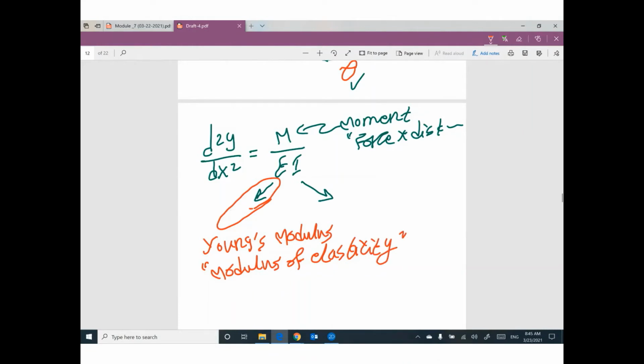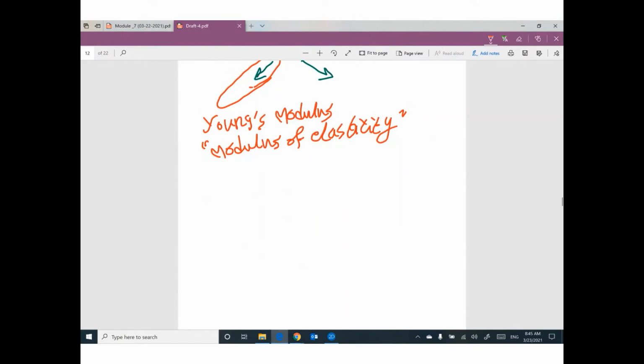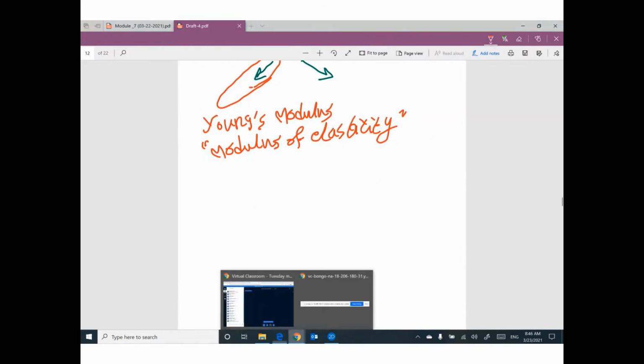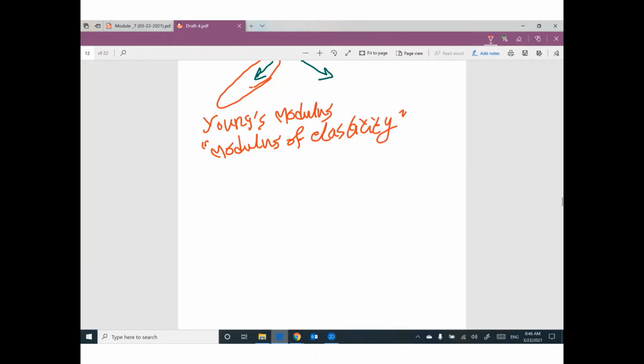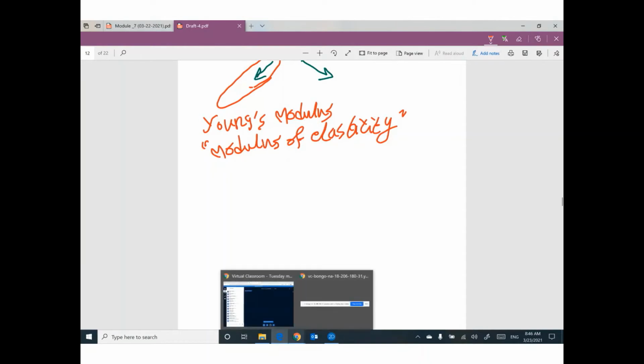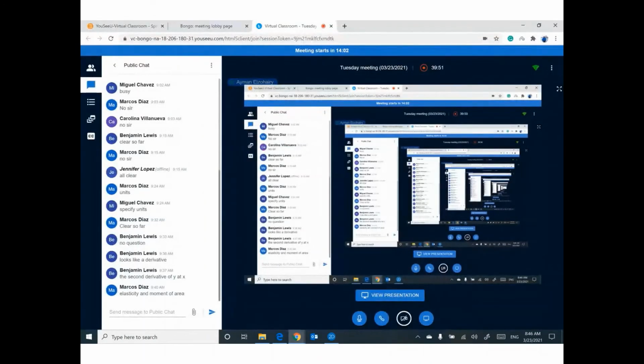Okay, yeah, probably we learned something about this expression. So anybody can tell me what is the meaning of Young's modulus or modulus of elasticity? Thank you, Marcus. Yes, elasticity and the moment of inertia. Perfect. 100% perfect. So what is the meaning of modulus of elasticity or Young's modulus? Anybody know or remember? How can I get this value, or what is the meaning of this value? Do you remember?